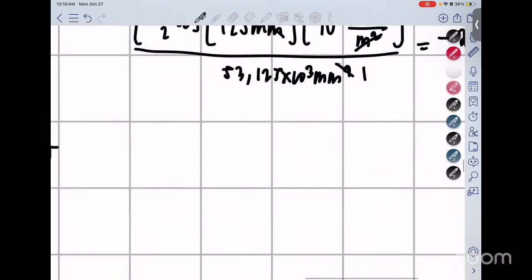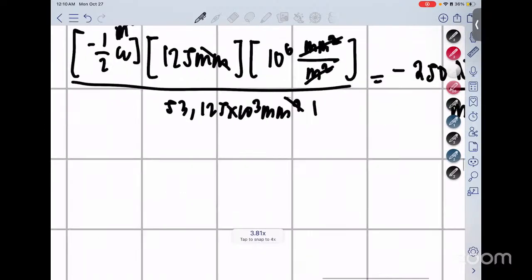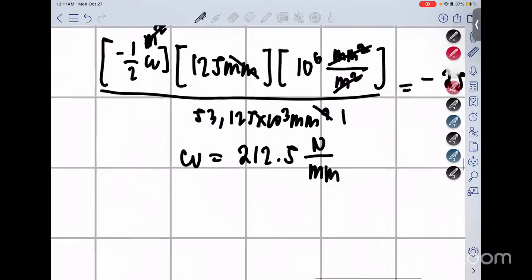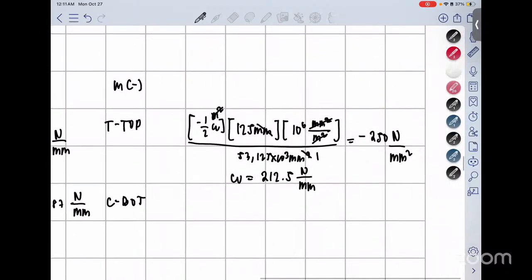Okay, so now, that's essentially the equation. And then solving for omega, we get 212.5 Newton over millimeters. So that's the third one. Comparing lang. So we have two cases for tension now. We now have to decide which is more overruling.